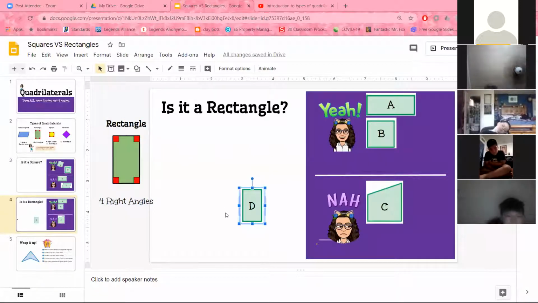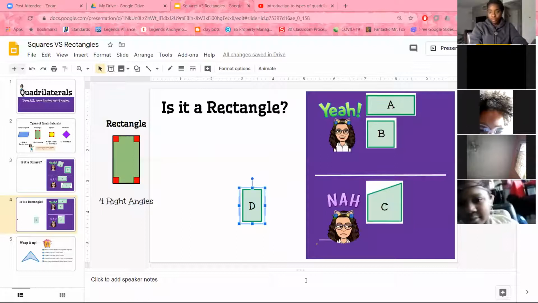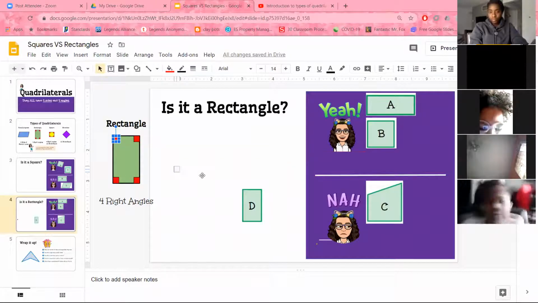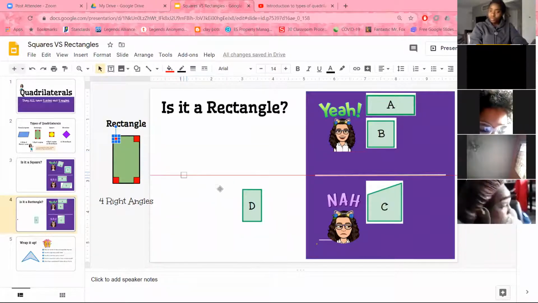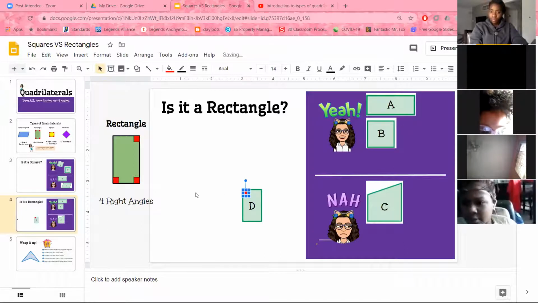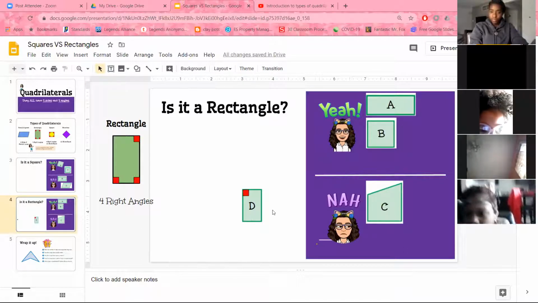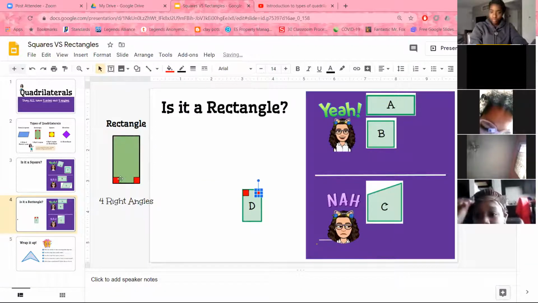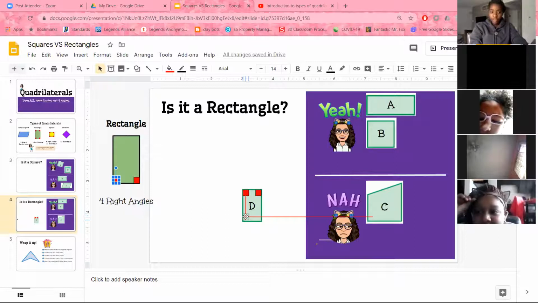And then D. Elena, is D a rectangle? I think D isn't a rectangle. You think it's not a rectangle? Yeah. Why not? Because they don't have any right angles. All right, so I'm gonna take these little right angles here, and I'm just gonna move one. Do you still think that's the case? Yeah. You don't think it has any right angles? No.